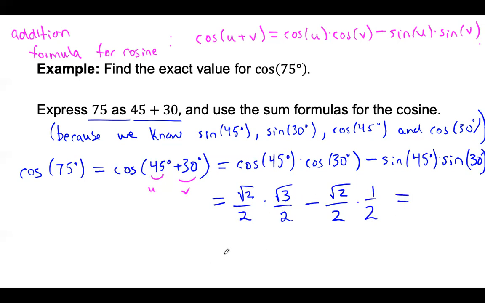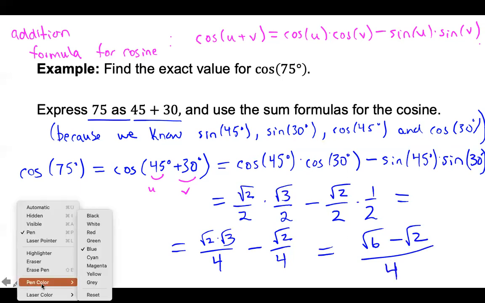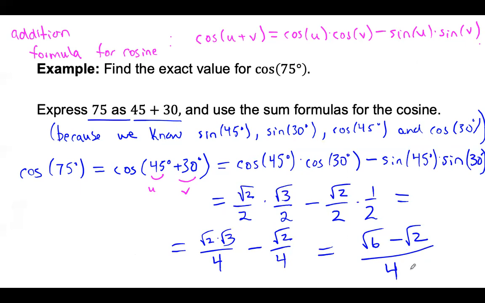We can simplify. So this would be square root of 2 times square root of 3 divided by 2 times 2, 4, minus square root of 2 divided by 4. And we get square root of 6 minus square root of 2 divided by 4. So this is our final answer here.